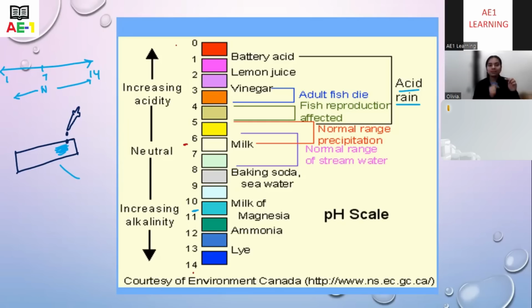All the things which are going to come between 1 and 6 are going to be acidic in nature. Whereas the things from 8 till 14 are alkaline in nature, or you can say basic in nature. The ones which are 7, the solution which represents 7, are neutral, neither acidic nor basic. When we talk about the neutral one, the water which we drink is a neutral solution. How do we come to know which solution is representing which number?